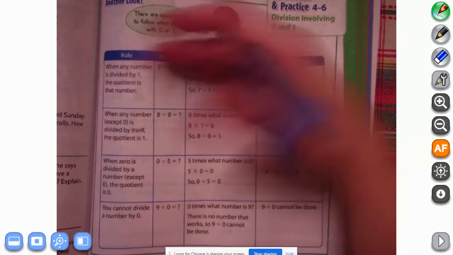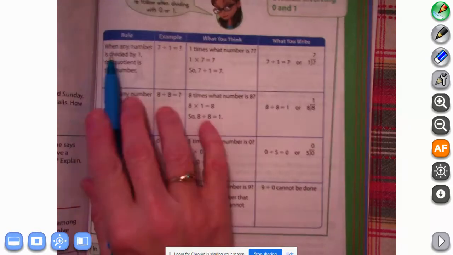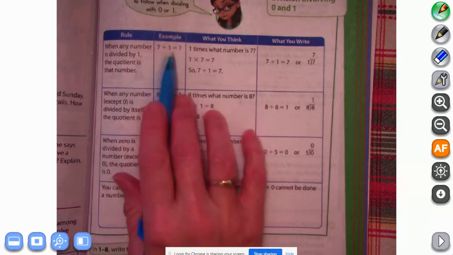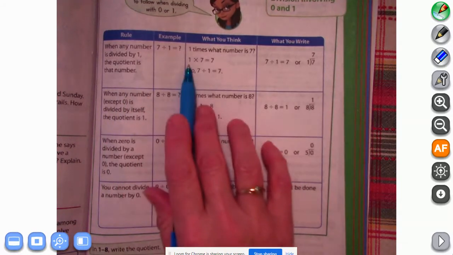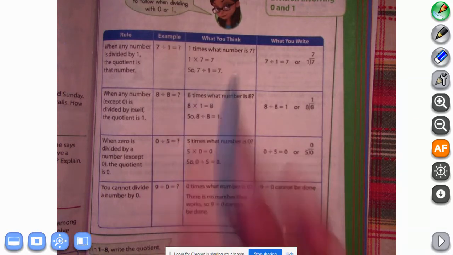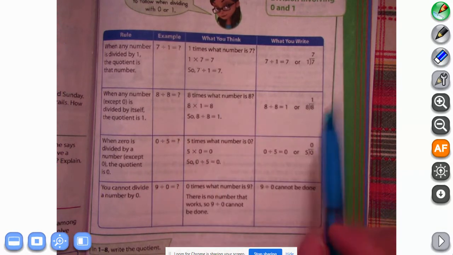So here are all the rules again. They list out when any number is divided by 1, the quotient is that number. For example, 7 divided by 1 is like 1 times 7 equals 7. So 7 divided by 1 equals 7. And you could have written this.